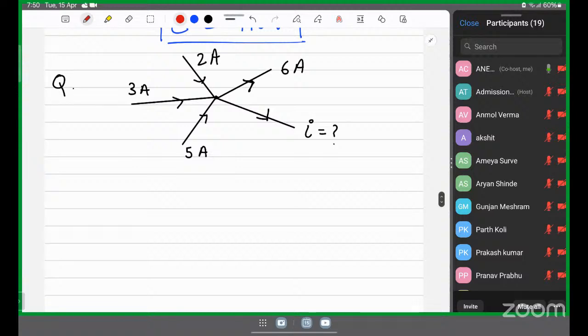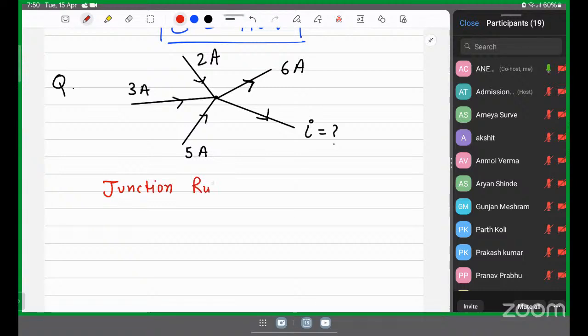So which law is it? Yes, we have to find out the value of I. This is KCL, Kirchhoff's current law, but what is the name for this law? Junction rule, junction law. The current that comes in is the same as the current that goes out.